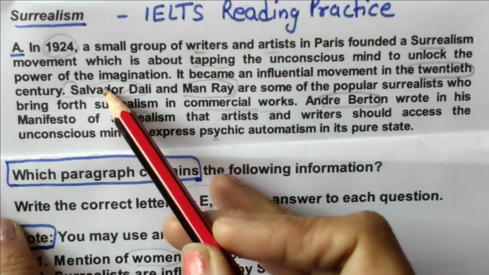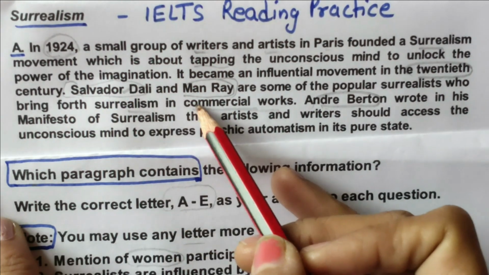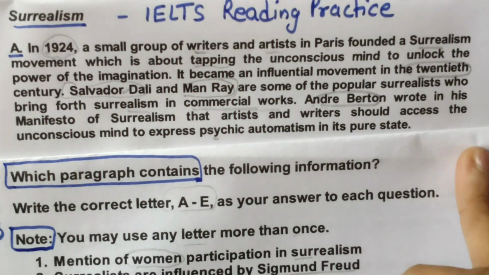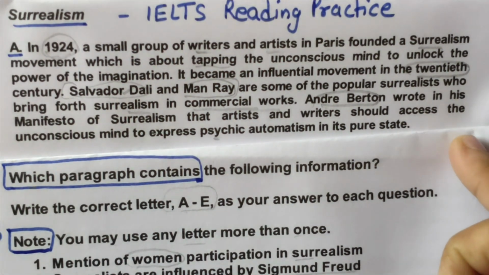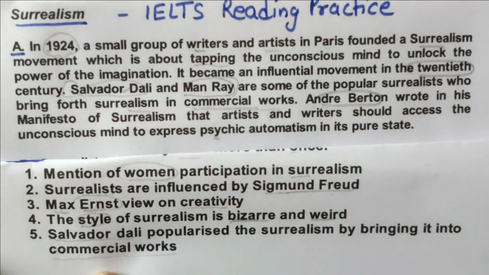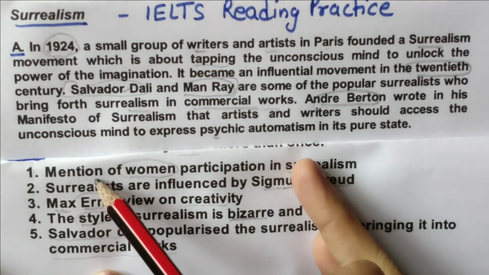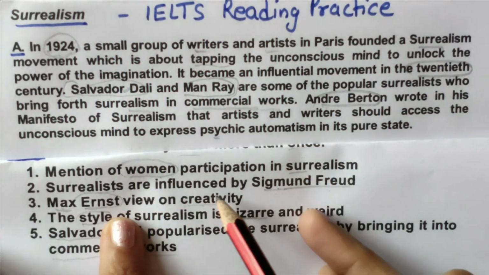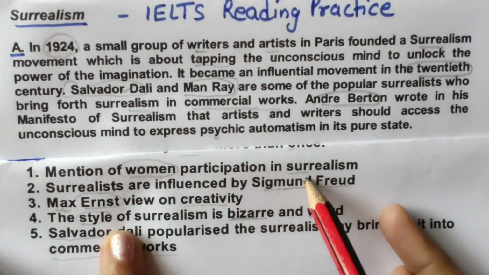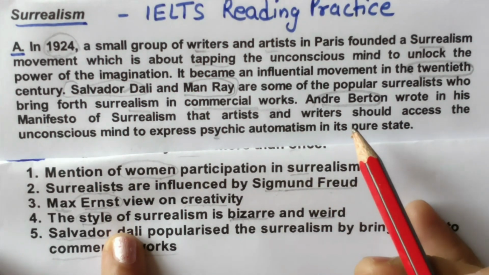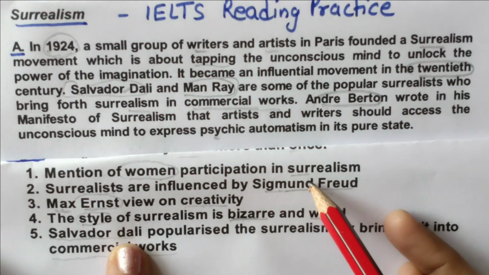Okay, now we have got two keywords. So I will show you. So here, now hopefully you can easily see all the options. So are they talking about women? No. So nothing. Surrealism is a word that will be everywhere in every paragraph, because this is the title of the reading passage.